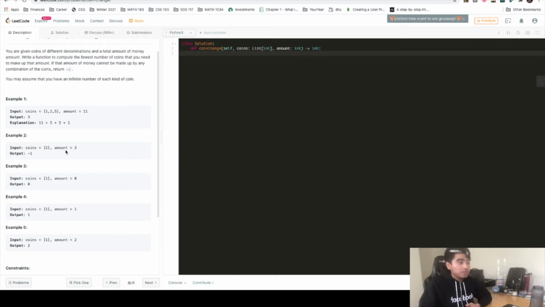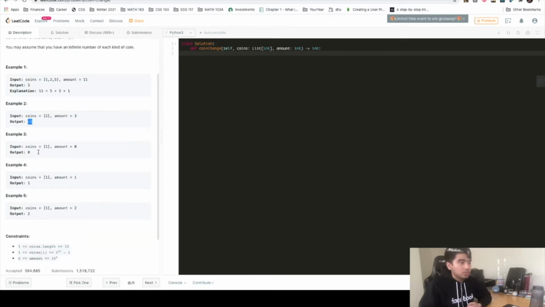This one, we have an amount of 3, and our denominations are just 2. So theoretically, we only have denominations of 2, and we have an amount of 3, so we return -1 because we can't make it.